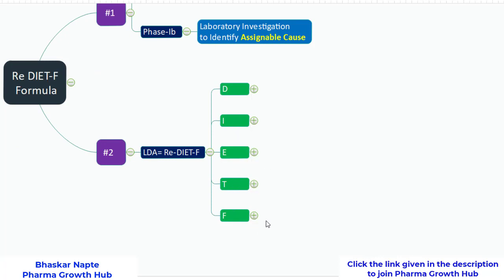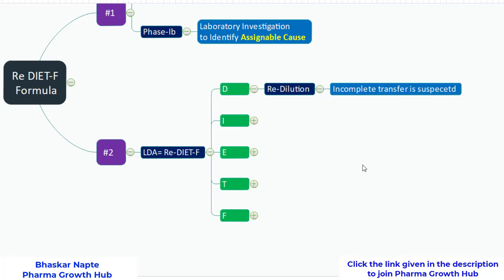So what does the D stand for? The D stands for dilution, and the re word is already available there. So redilution is the first term. So how can you investigate the assignable cause in case you find that the dilution could be the reason, or the incomplete transfer of stock solution is the reason? Redilution is the experiment you need to conduct. So you understand that, okay, I must talk about the redilution while answering this question.